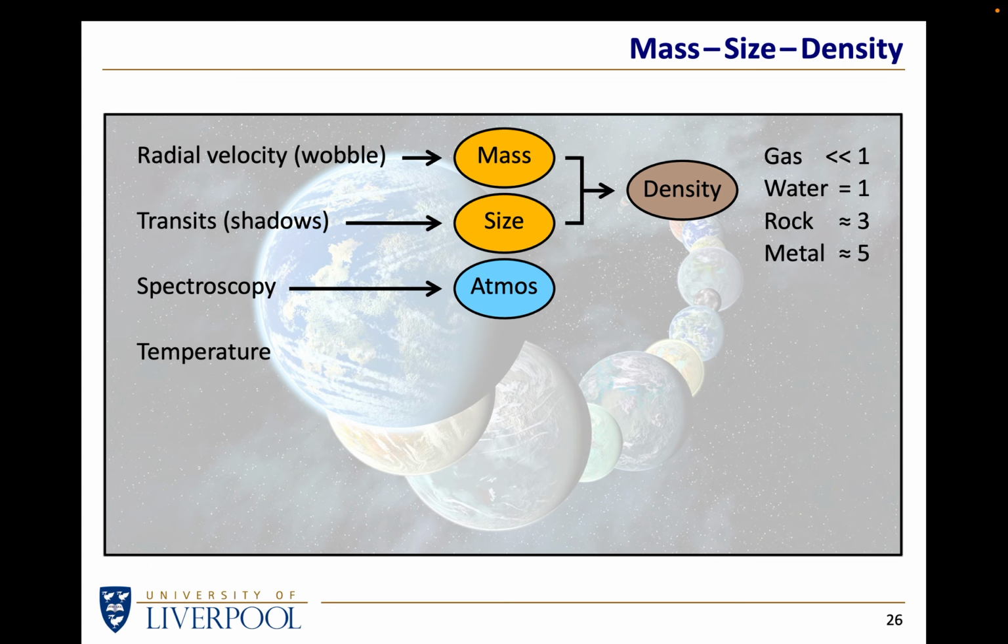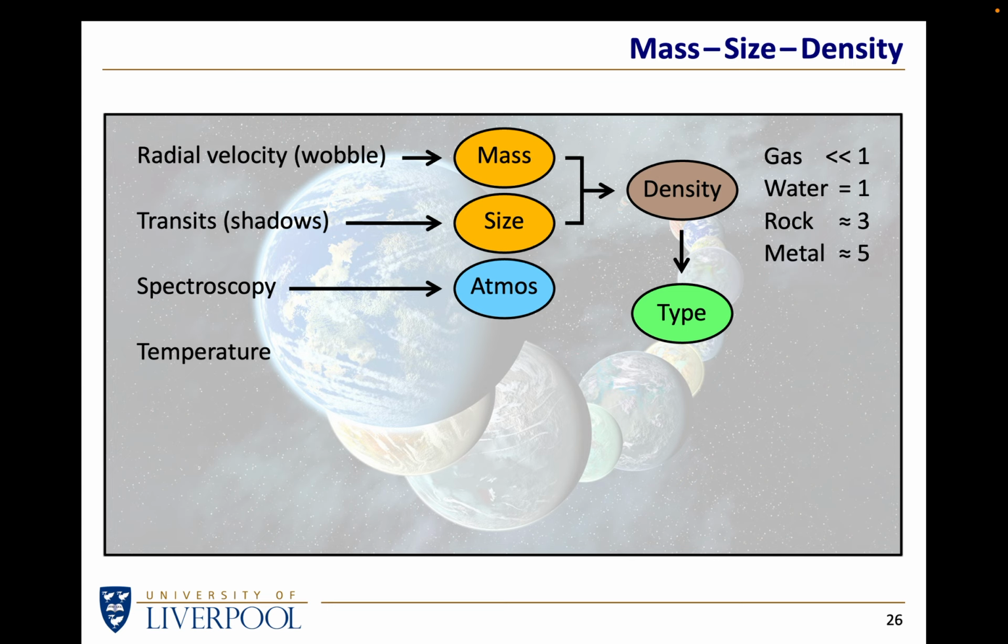And of course, if the density is very high, we might have found a rocky planet like the Earth. If the density is very low, like the density of 1, then maybe it's made of water. If the density is less than 1, maybe it's a gas planet. So we can get an idea of the type of planet we're looking at by measuring its mass, measuring its size, and getting the type that way via the density.